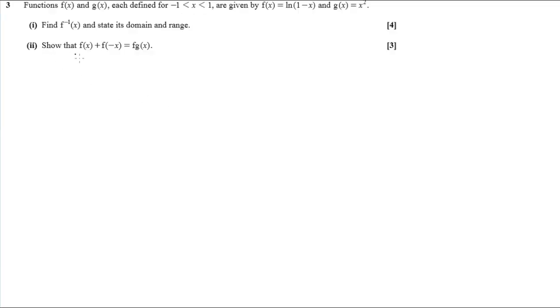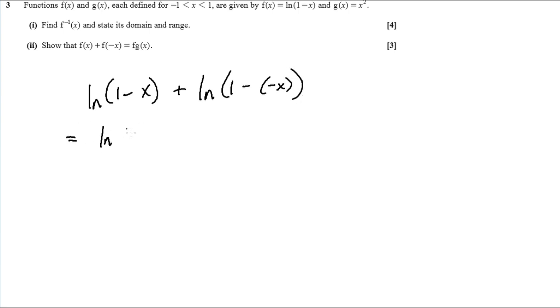In part 2, show that f(x) plus f of minus x equals f(g(x)). So let's start with just writing down f(x) and f of minus x. Natural log of 1 take x add natural log of 1 take negative x is equal to natural log of 1 take x plus natural log of 1 plus x. And if you know your log rules, you can put them together into a big log, natural log of 1 plus x, 1 minus x.